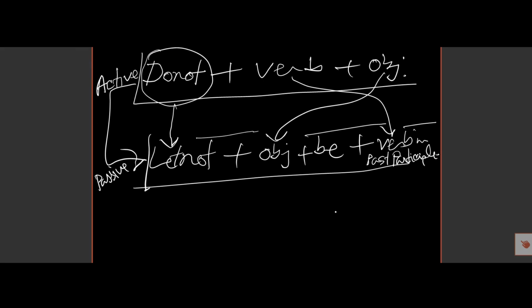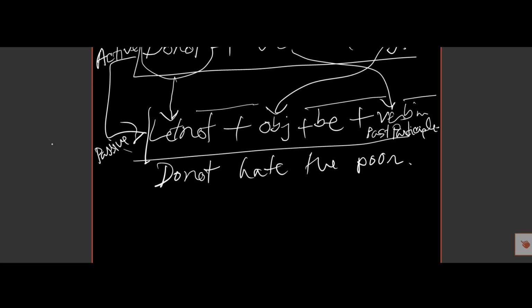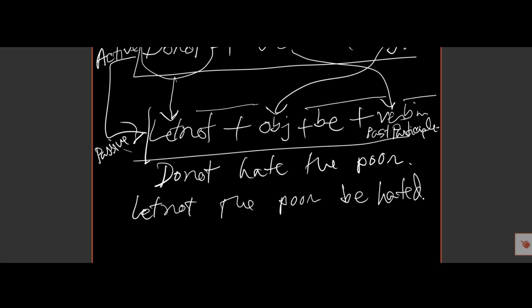We can see an example. Do not hate the poor. So we must begin the passive voice sentence with let not the poor, then be, and hate is the present form, so it will be the past participle form, hated. Do not hate the poor, let not the poor be hated.